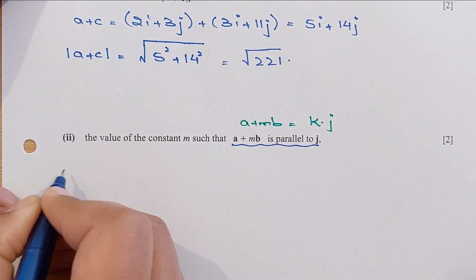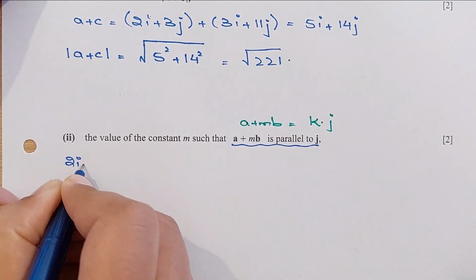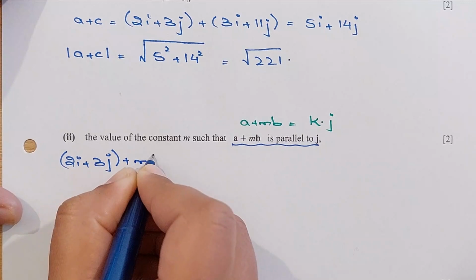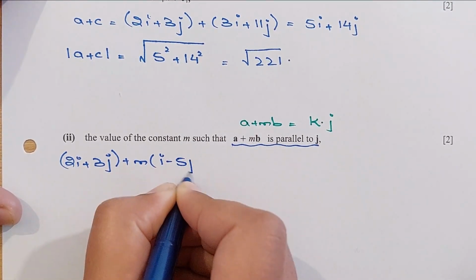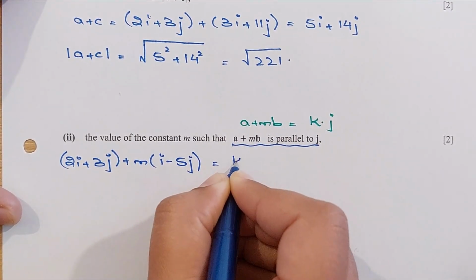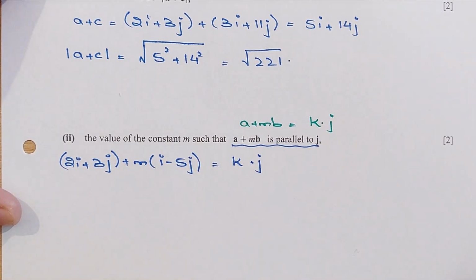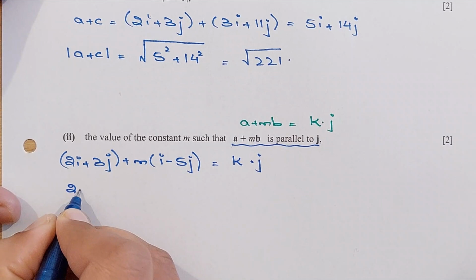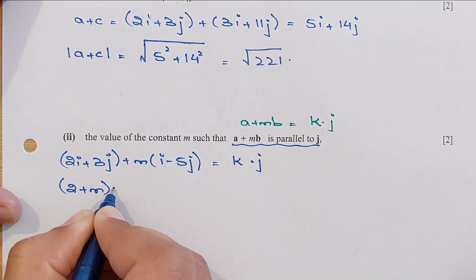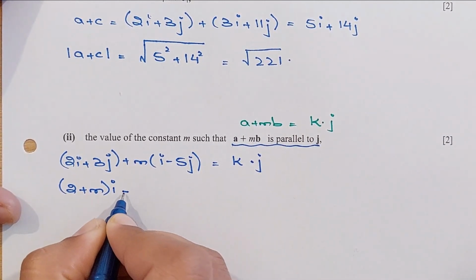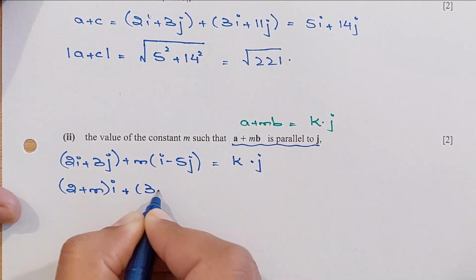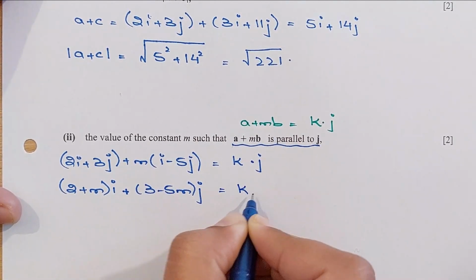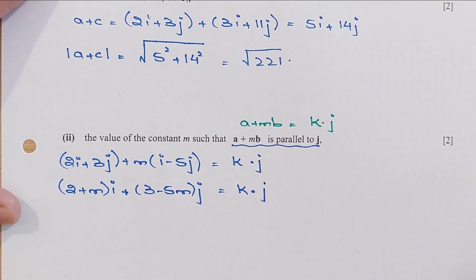So let me solve. a is 2i plus 3j plus m times b, which is i minus 5j. This is equal to some constant times j because they are parallel, right? Okay, adding the i component: 2 plus m is the i component and 3 minus 5m is the j component. This is equal to k times the j component, right?